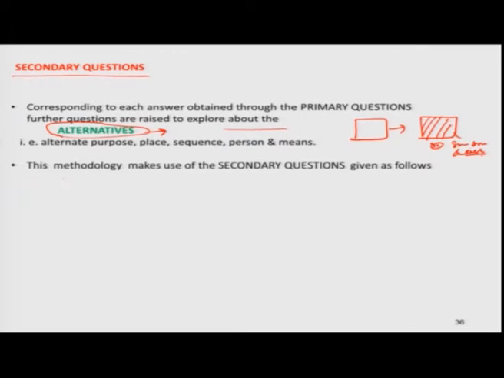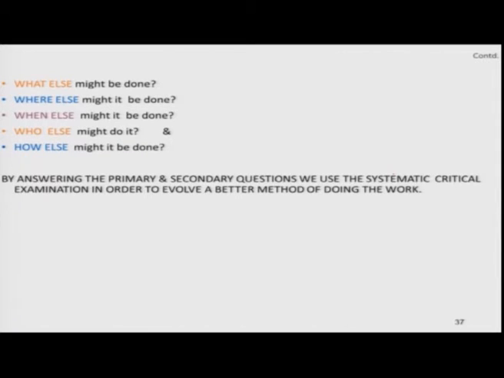Okay. This methodology makes use of secondary questions, given as follows. These are the secondary questions. What else might be done? These are for looking for alternatives. Where else might it be done? You can change your place. Suppose you can't fix it in one place, or somehow work is not going on in that place. Then how will your production continue? So, you will have to look for another place. When else might it be done?